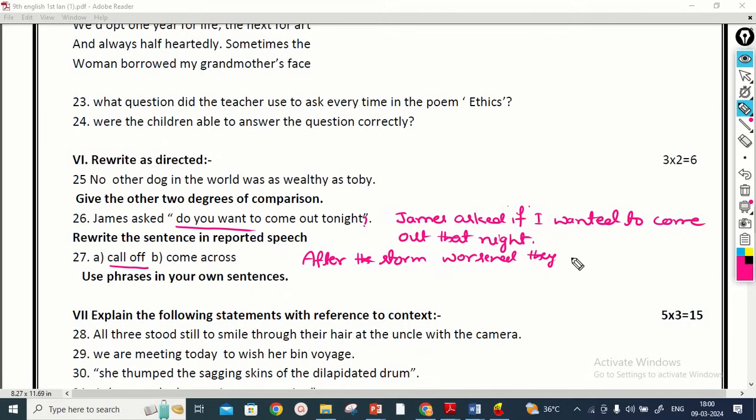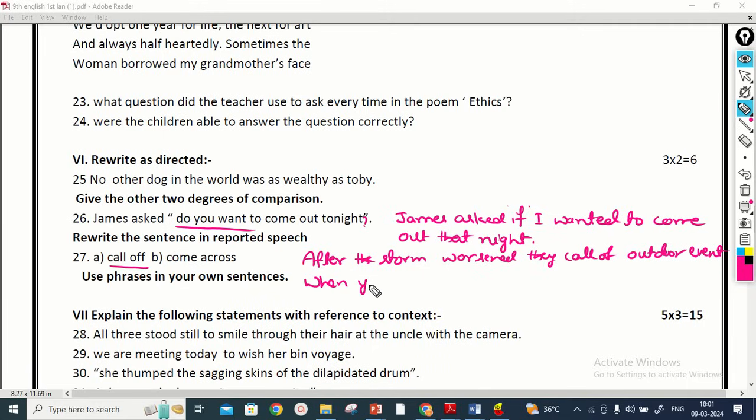Worsened. They call off outdoor event. You have to use "call off" like this. And also "come across": you have to use "come across" as in, "While hiking in the woods, they unexpectedly came across an abandoned cabin." Or when you are walking in a forest, you have to write like this.